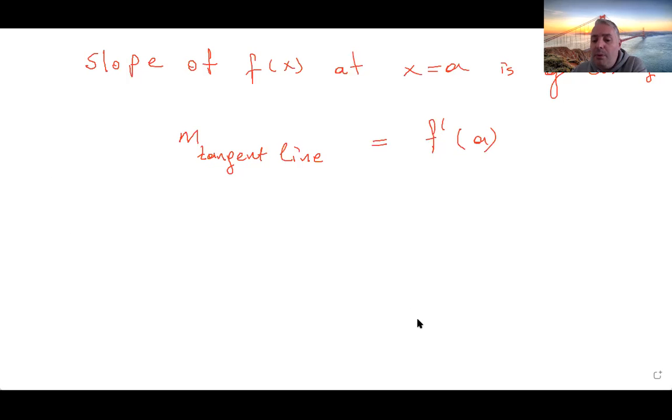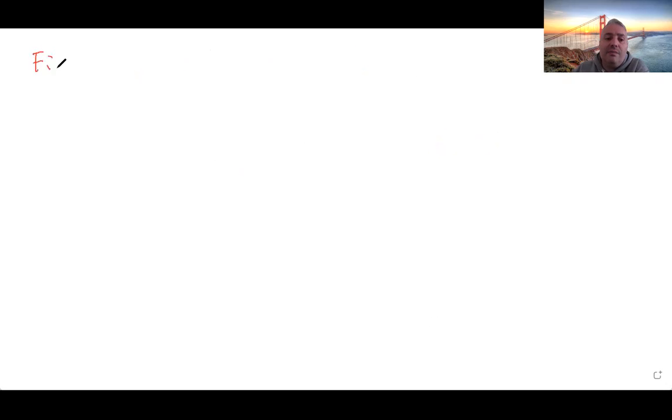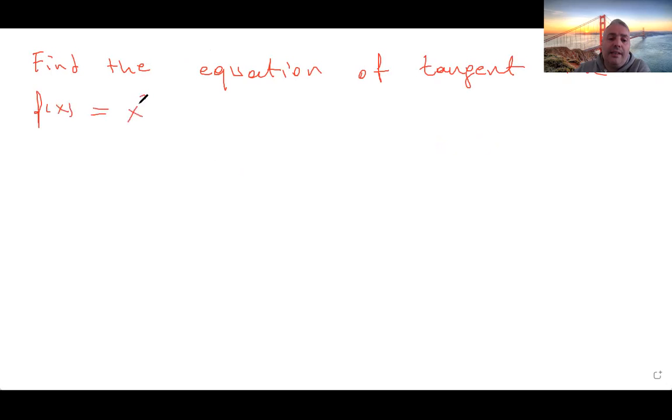So how could it be one example in a quiz or in an exam? This: find the equation of the tangent line to the function f of x equals x squared plus 4 at x equals 1. So what will be the answer of this question?